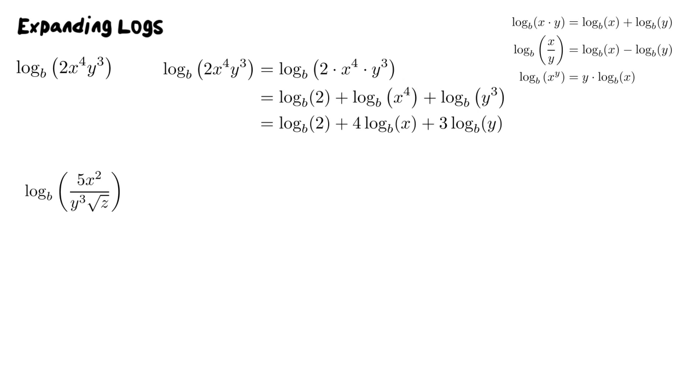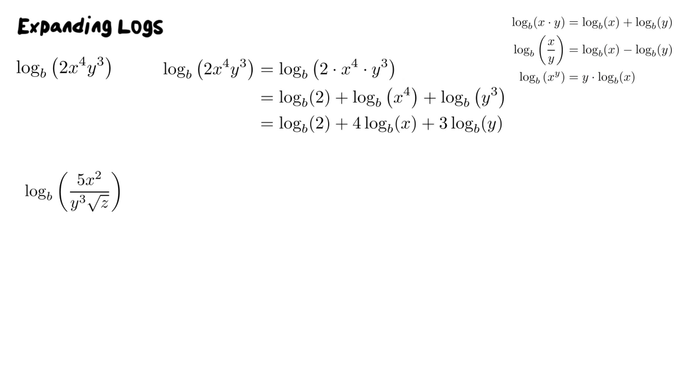Well, think about your PEMDAS. PEMDAS would tell me, if I were evaluating this expression, never mind the log, just the expression itself, 5x squared over y cubed square root of z, what would be the order of operations? I would normally do exponents first, then multiplication, and then division. Well, when you're expanding, you just reverse the order. So I do the division rule first, then the multiplication rule, and then the power rule. When you're expanding, go in the opposite order of what PEMDAS would tell you to do.